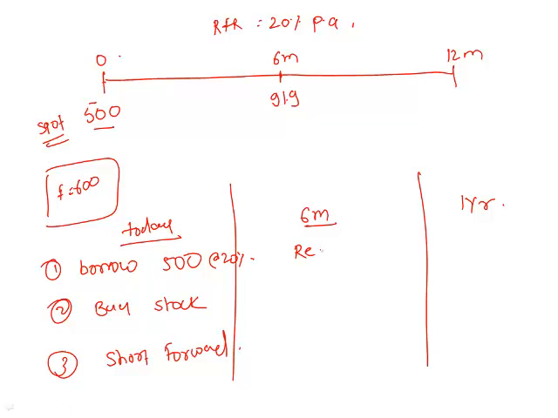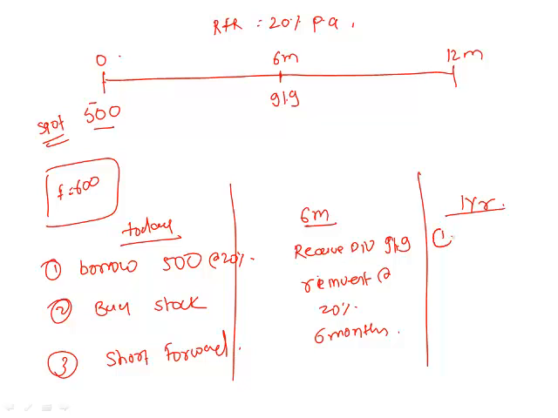This is where I receive a dividend of 91.9, and then I would reinvest that at the rate of 20% for 6 months. What happens after 1 year?